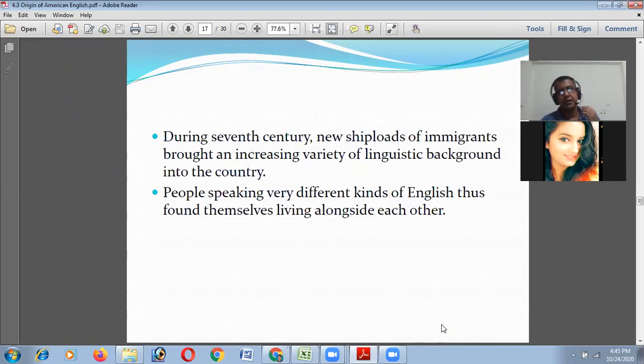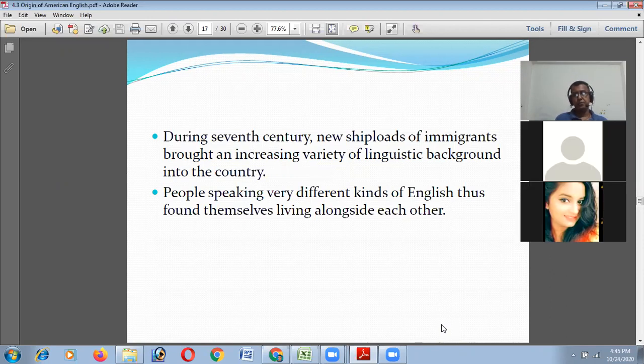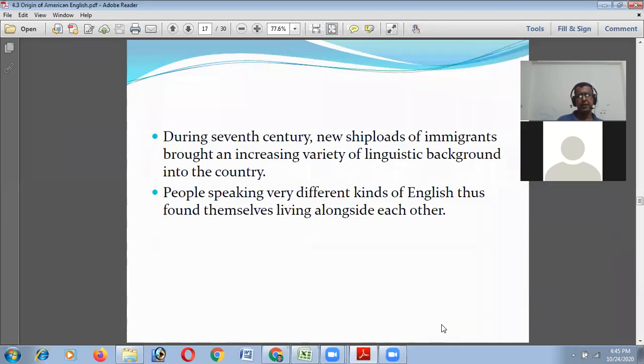During the 17th century, new shiploads of immigrants brought an increasing variety of linguistic backgrounds into the country. People speaking very different kinds of English thus found themselves living alongside each other. So within the 17th century, we see the linguistic variety in America is more distinctive.